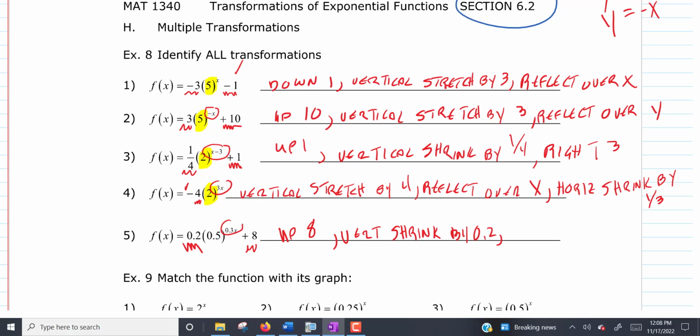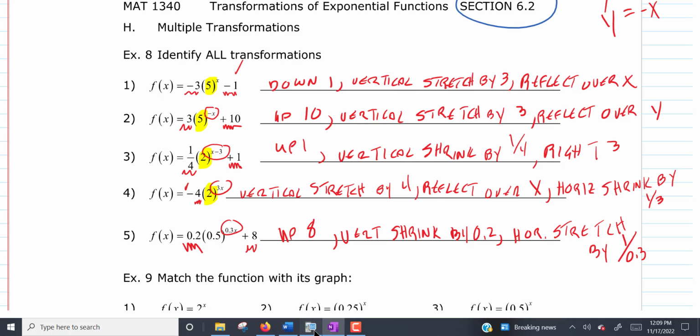And then that leaves us with this 0.3. That's inside, so it's horizontal stretch or shrink. So this is actually a horizontal stretch by the reciprocal. So that would just be by whatever 1 divided by 0.3 is.